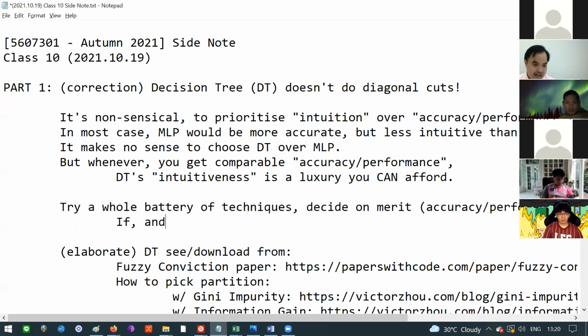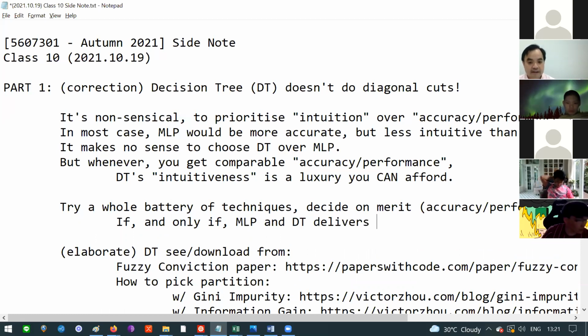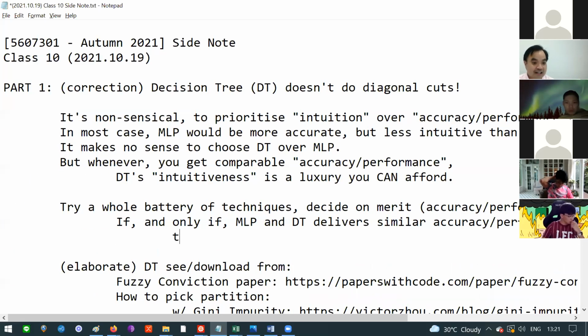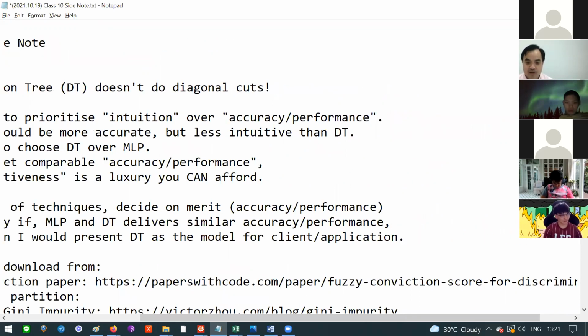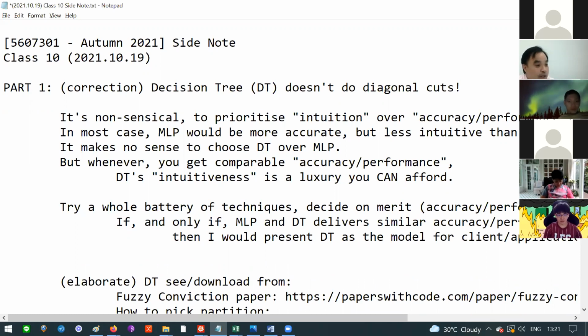If and only if, say, MLP and DT deliver similar accuracy, then I would present DT as the model for, say, the client or application. In other words, we don't sacrifice model performance. Okay, we never do that.